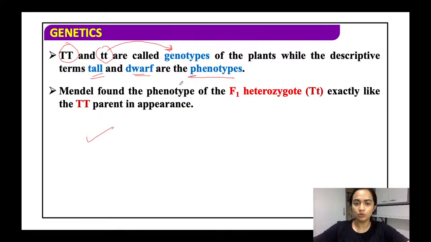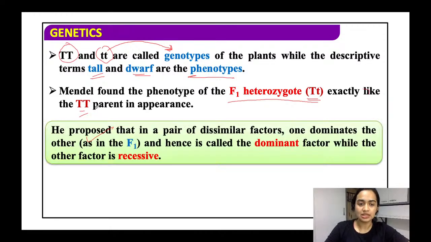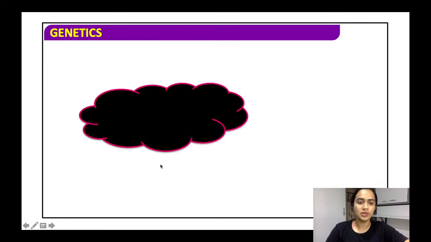So Mendel found that the phenotype of the F1, that is the heterozygote, is exactly like the tall plant of the experiment. So he proposed that in a pair of dissimilar factors, one dominates the other, and hence the dominant factor was the one that was expressed while the other was the recessive factor. This is the first law, that is the law of dominance.